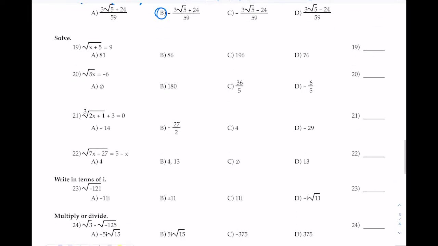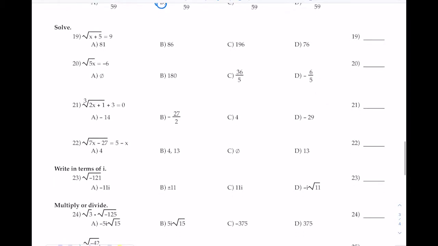Okay, the next 4 are all about solving. So if I want to solve a radical equation, you want to make sure the radical is isolated. And in this case it is. It's by itself. It can have things in the radicand underneath. It just can't have things around it. Like in 21, we would want to move that 3 away.